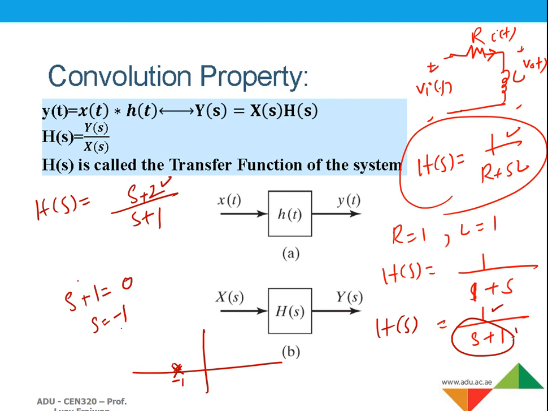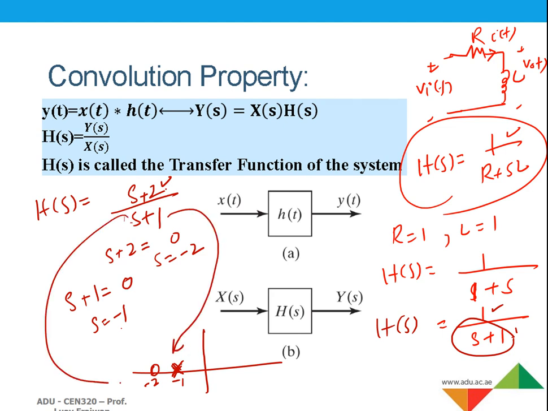So this is called a zero. I can calculate the zero by putting s plus 2 equal to 0, or s equal to minus 2. So it means at minus 2 I have a zero. Zeros we usually draw like this, and poles we usually draw with a cross. So this transfer function has a pole at minus 1 and a zero at minus 2.